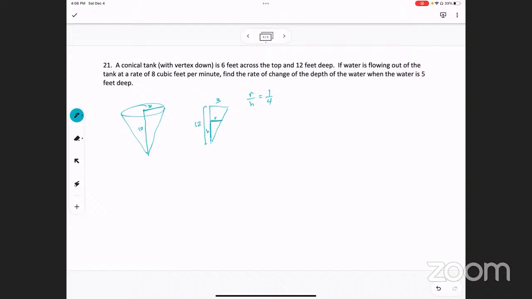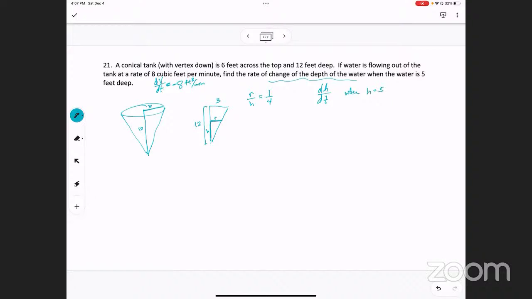The water is flowing out of the tank. So water is flowing out of the tank at a rate of 8 cubic feet per minute. So the change in the volume with respect to time is negative, it's flowing out. So it's negative 8 feet cubed per minute. Got that? Find the rate of change of the depth of the water. So they want us to find dh/dt when the water is 5 feet deep, when h equals 5.